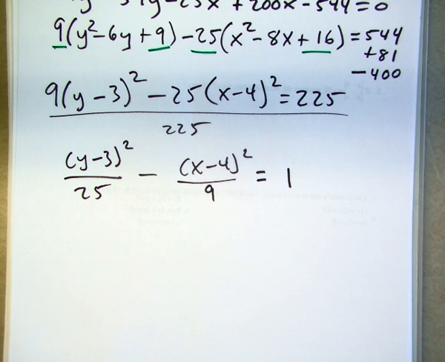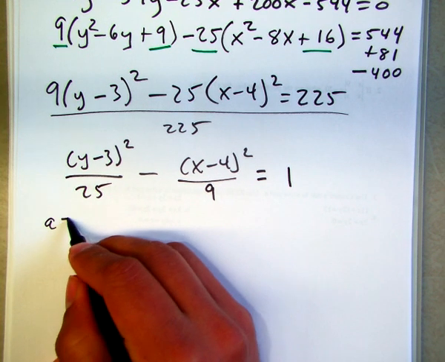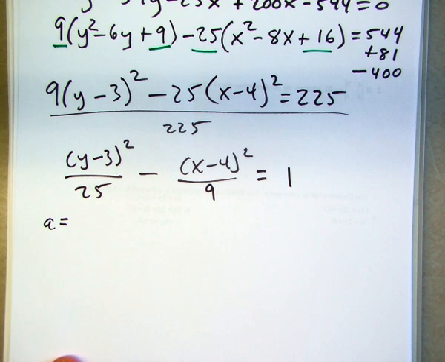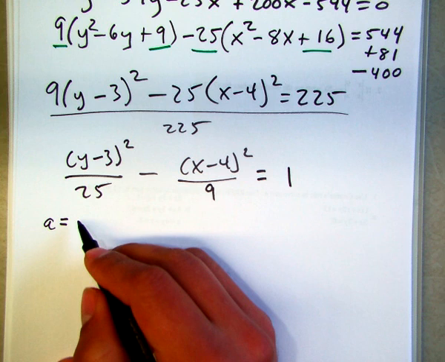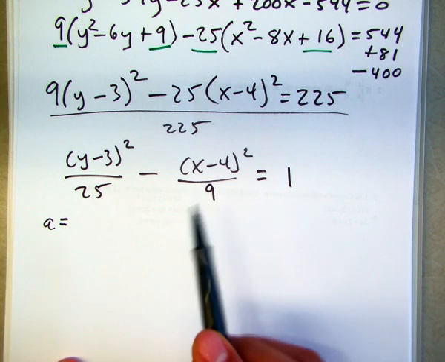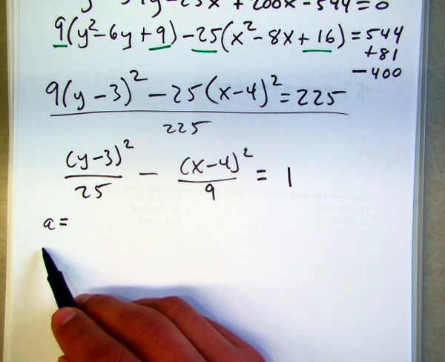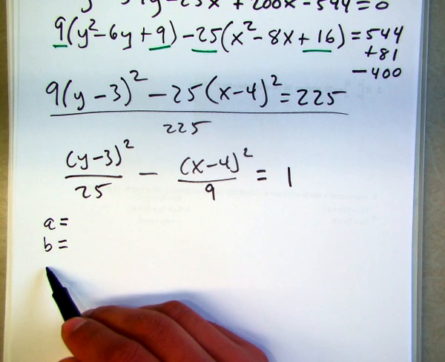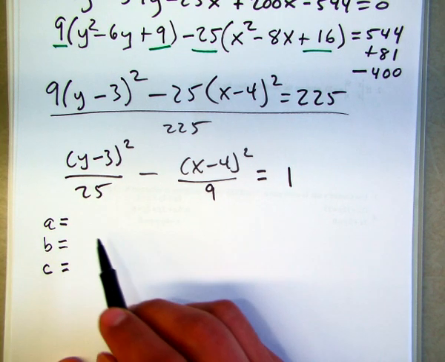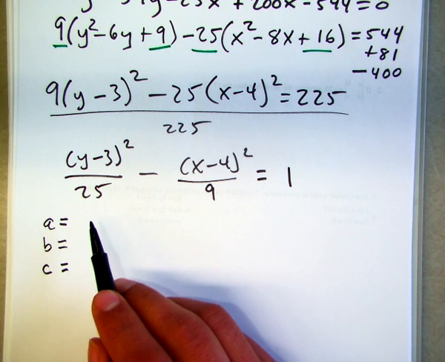Let's write what we do know so far. Let's do A. A is what? A is 3. No, A is 5. And then B is 3. Let me ask you a question.